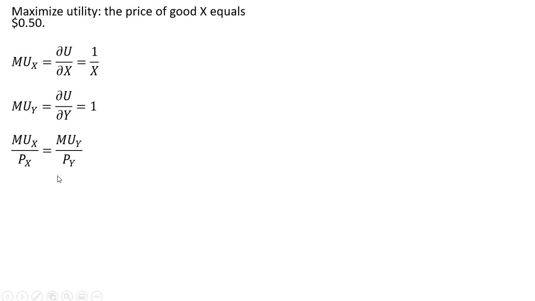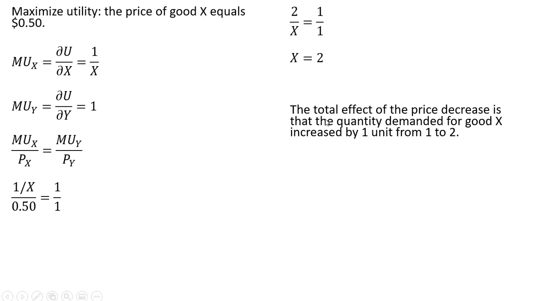Now we're going to get into the income effect. So we're going to now maximize utility when the price of good X equals 50 cents. Price of good Y is still $1. And our marginal utilities, setting up our utility maximizing condition and dividing through by our prices, where now the price of good X is 50 cents. Solving for X, X equals 2. And so the total effect of the price decrease, when the price of good X fell from $1 to 50 cents, is that the quantity demanded of good X went from 1 to 2. So that is the total effect of the price decrease.